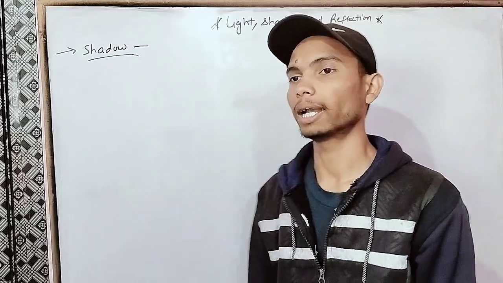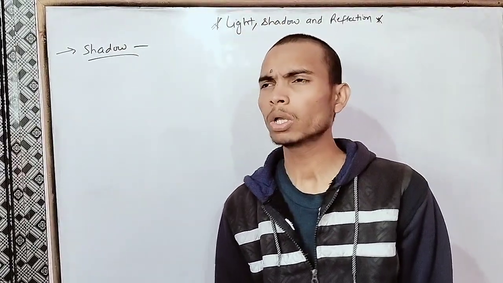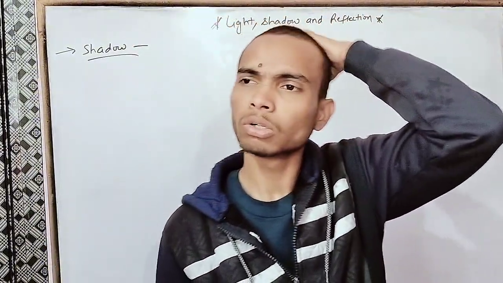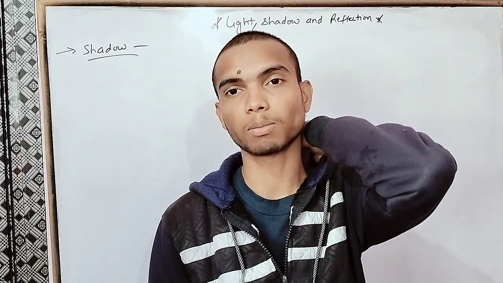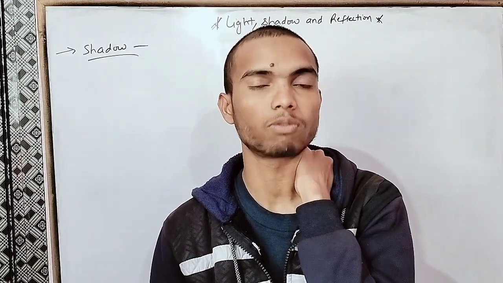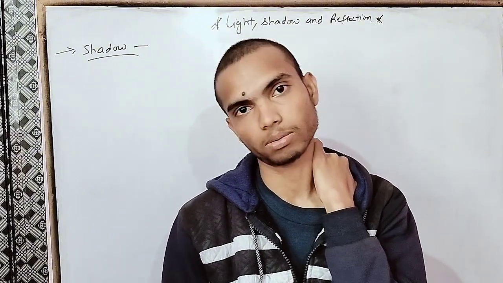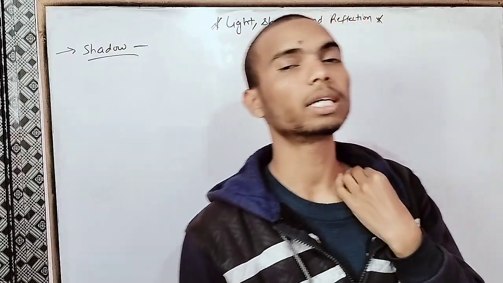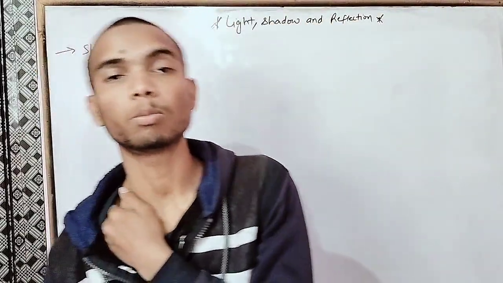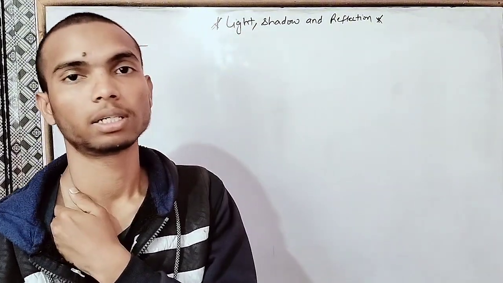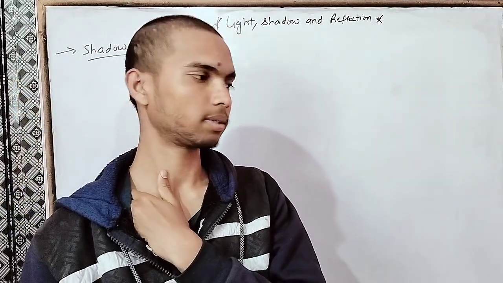And in a translucent case we see that something is opaque, something is transparent, a mix of opaque and transparent. So the opaque area will create a shadow, but the transparent area will not create a shadow. Clear? So here we notice that only an opaque object will create a shadow. Clear? And there should be a source of light. Okay.